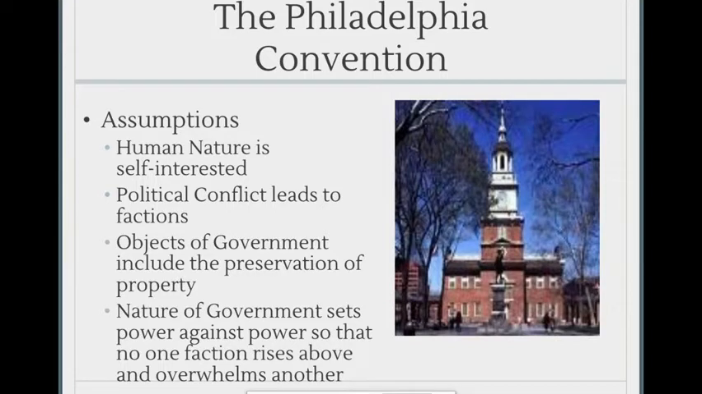So what's going to happen is that they're all going to look at some different things. They're going to look at human nature as self-interested. Political conflict leads to factions, an important word that you need to know. Objects of government include preservation of property. This is really big, okay? The Constitution is an economic document as well. And the nature of government sets power against power, so that no faction can rise above anyone else and overwhelm them.